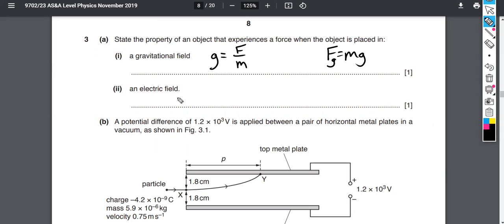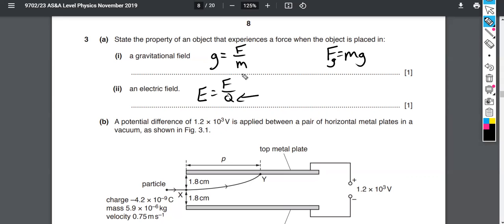We've been studying electric fields, and we said an electric field is a region of space where a charge experiences a force. And the strength of the field is like how much force per unit charge, right? So the question is asking me for a property of an object that experiences a force when it's in an electric field. Well, the property of the object that experiences a force in an electric field is charge. And using that analogy, there's a powerful analogy we can draw with massive objects in gravity fields and charges in electric fields.